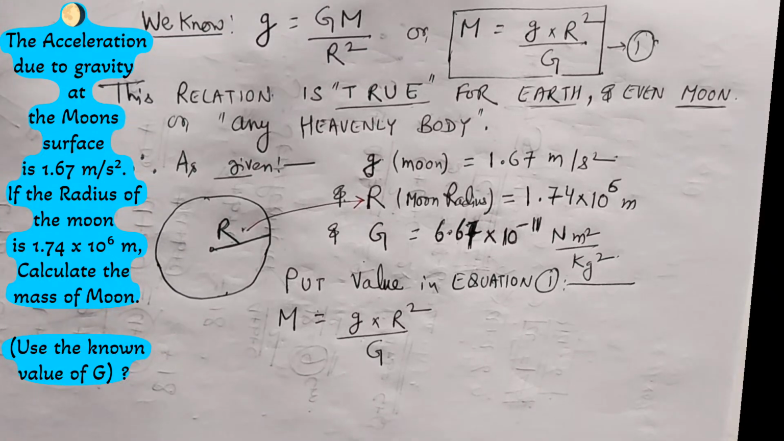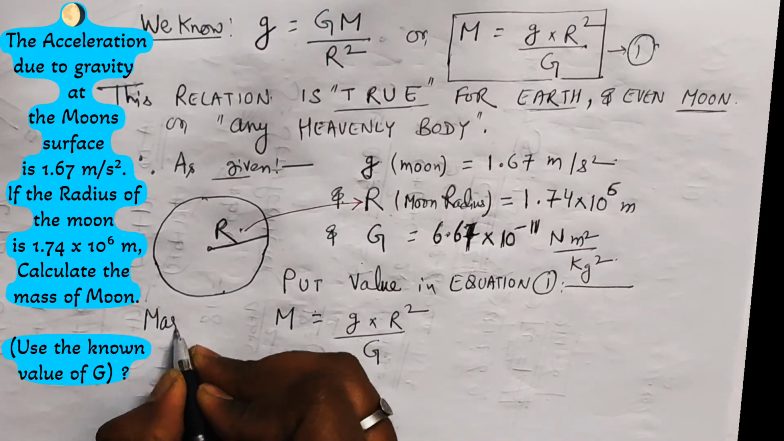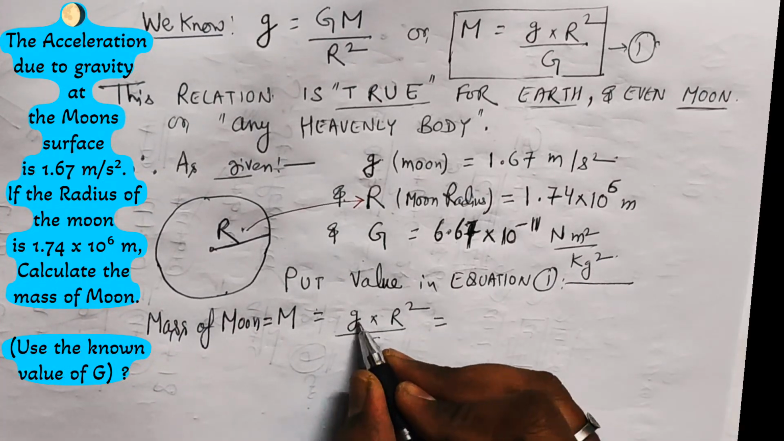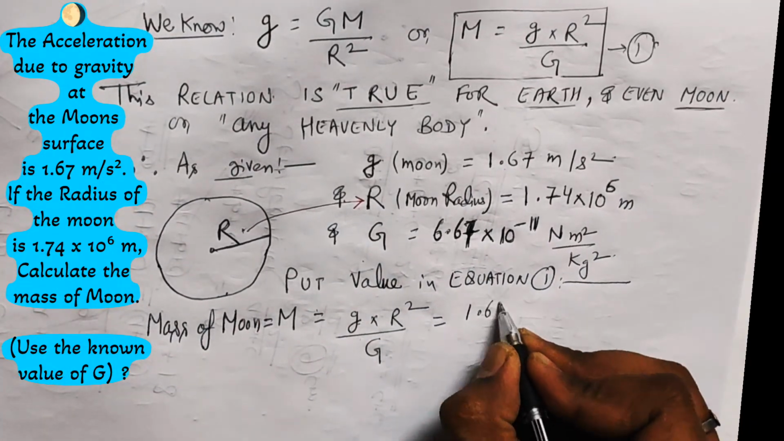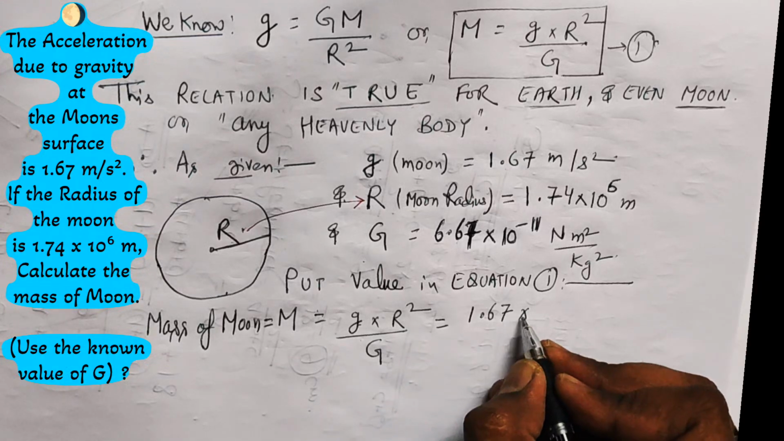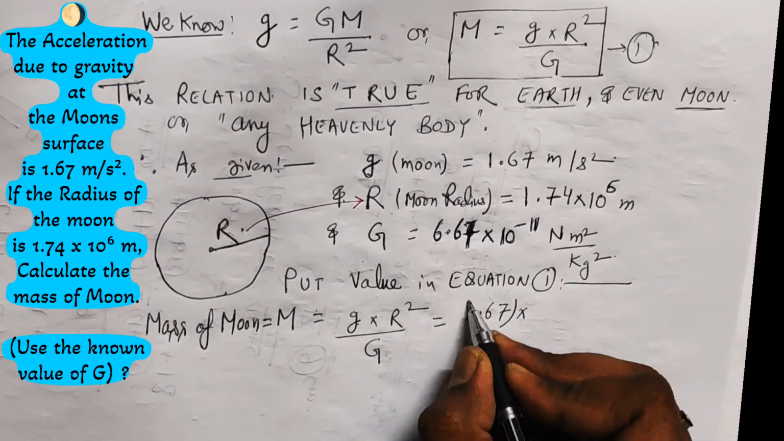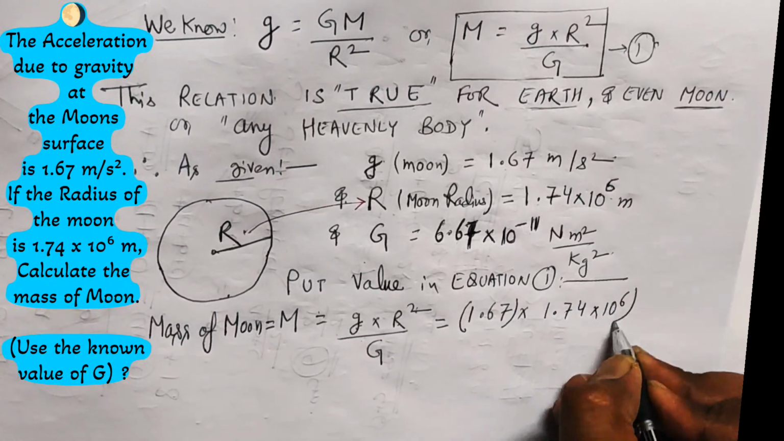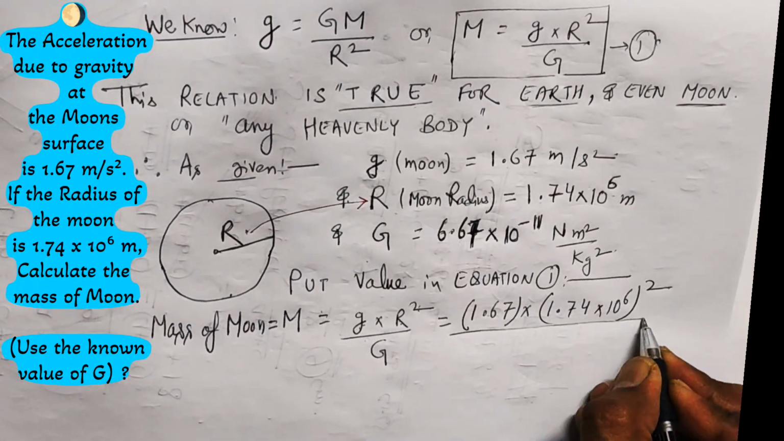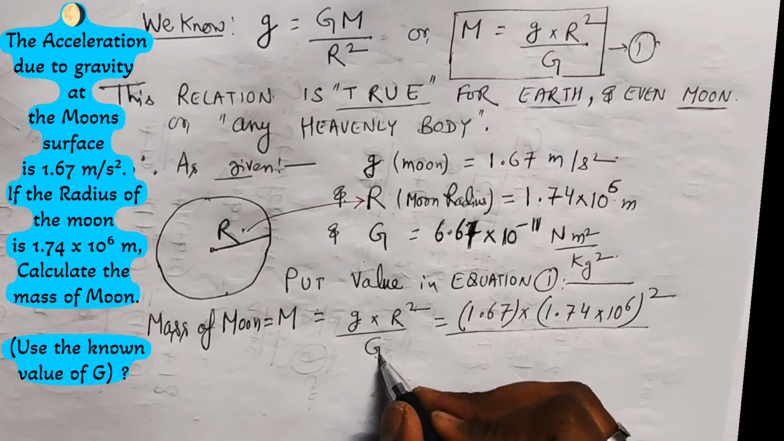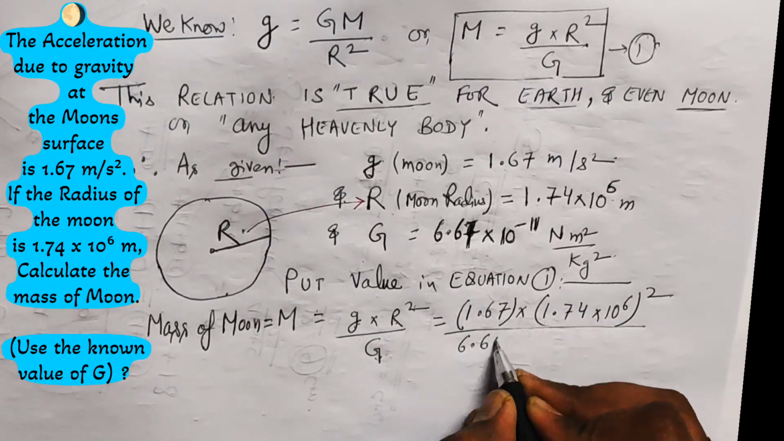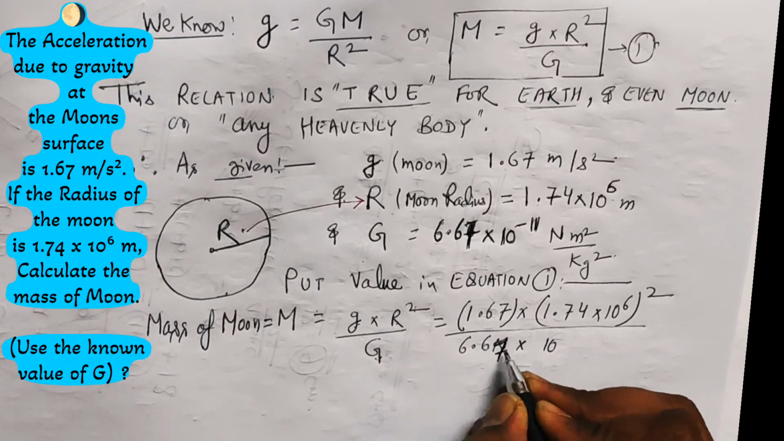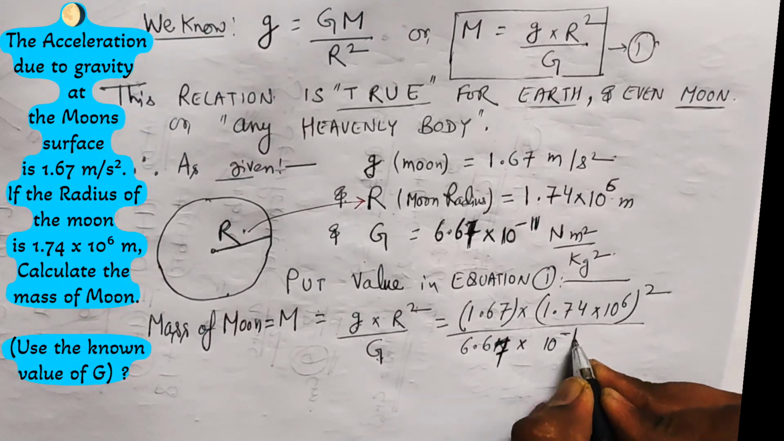Now put these values into the above equation, that is equation number 1. So M will be g R square by capital G. This is the mass of the moon, right? The value of small g is 1.67, just put the value over here, multiplied by the radius of the moon whole square. So capital R is 1.74 into 10 to the power 6 whole square divided by capital G. The value of capital G is 6.67 into 10 power minus 11.